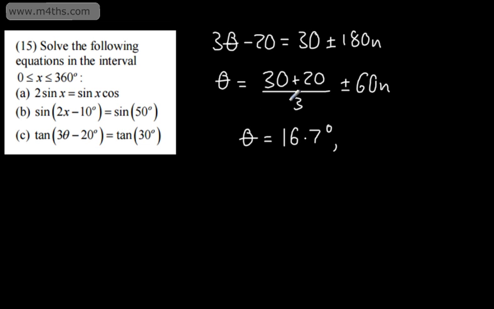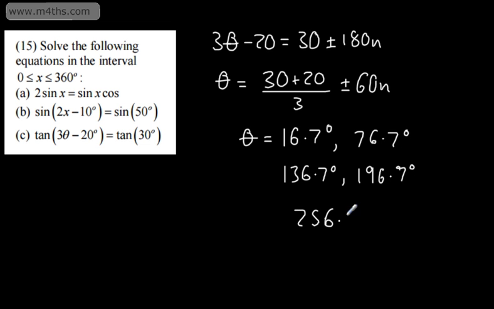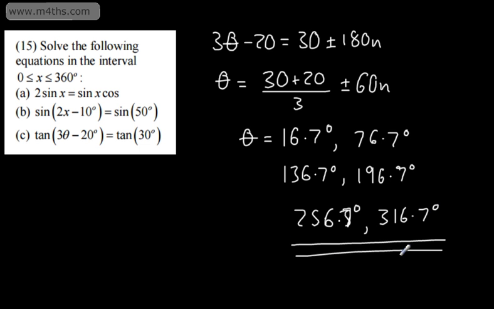There's going to be a whole load of these. So what's the next one going to be? 76.7. So this is the last equation, so hopefully I'll get through it. 136.7 degrees. 196.7 degrees. The next one is going to be 256.7 degrees. And then the next one I need to add, so what's that going to be? 316.7 degrees. So there we go. They are the solutions in that interval.